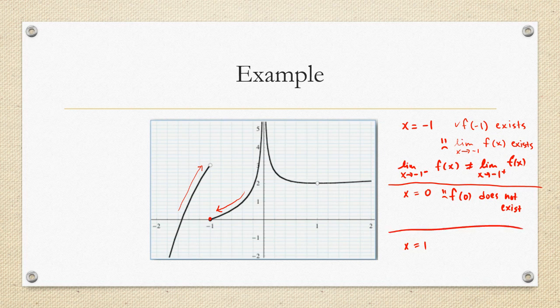Okay, x equals 1. If I look at f of 1, that does not exist. So we're done with that. But I want to point out that for this particular one, the limit does exist. So the limit as x goes to 1 of f of x exists, and it is like 2. So it exists and it's a number. That's the sign of a removable discontinuity. If your limit exists, but your function doesn't match it, that's a removable discontinuity.